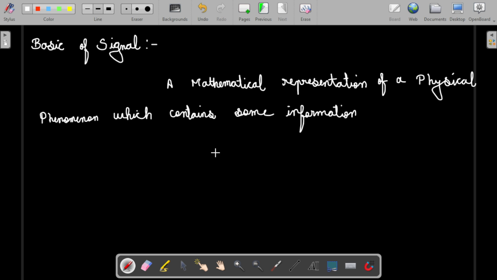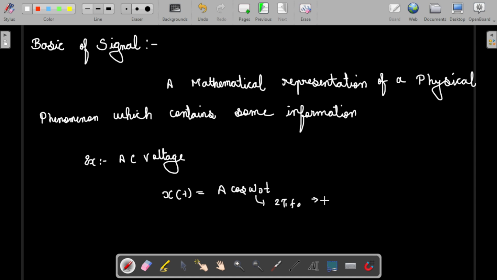For example, if we take an AC voltage, we know that AC voltage is a continuous time signal with a frequency of 50 hertz which flows continuously. The mathematical representation can be written as x of t equals A cos omega naught t, where A is the amplitude. Since the frequency is 50, omega equals 2 pi f naught.